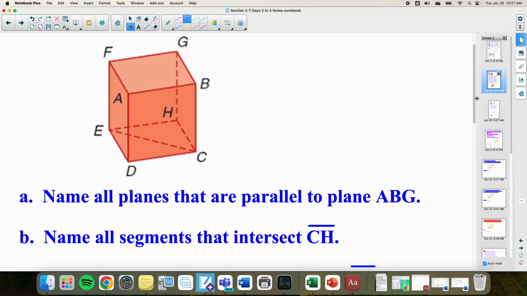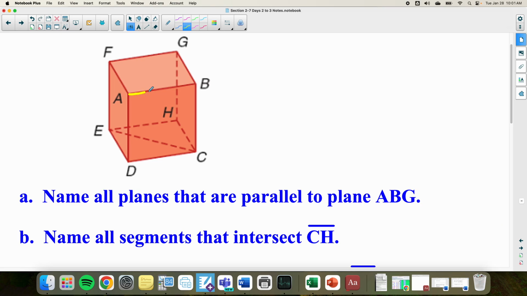So this one here says, name all planes parallel to plane ABG. Okay? That is the plane on the top. We want planes parallel to that. How many would there be? One. Just one, right? Wouldn't it be the one on the bottom? It would be like our floor and ceiling of this room.